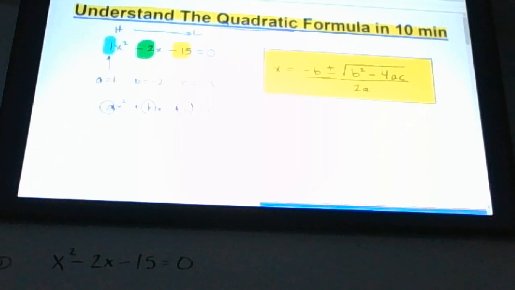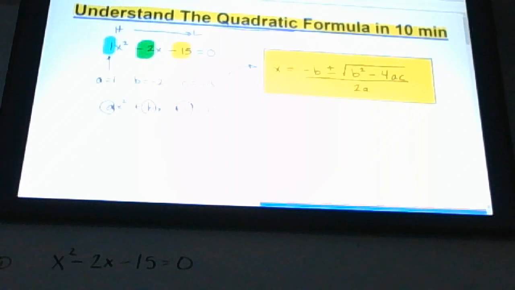Okay, so you can see that in this particular example. Now that we have our values for these variables, a, b, and c, we simply plug them into the quadratic formula, and we're going to go ahead and find our two solutions. A lot of you out there probably already understand this part.